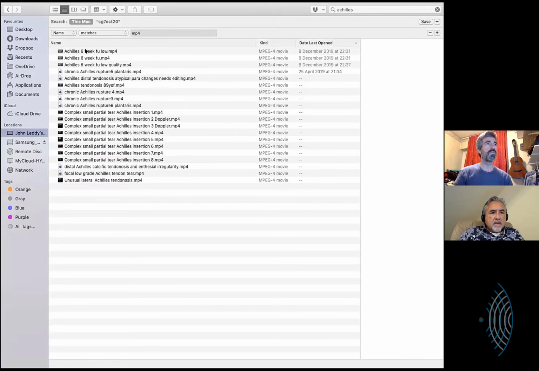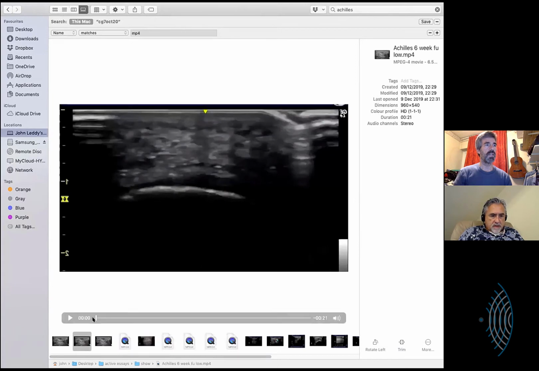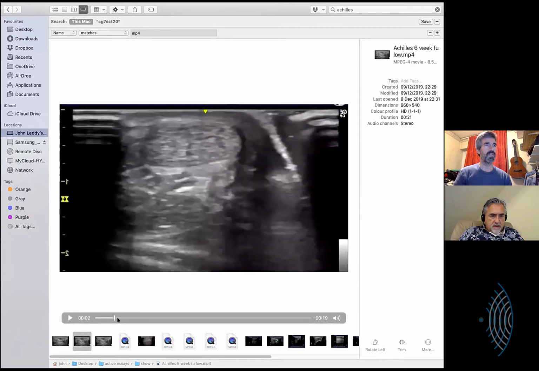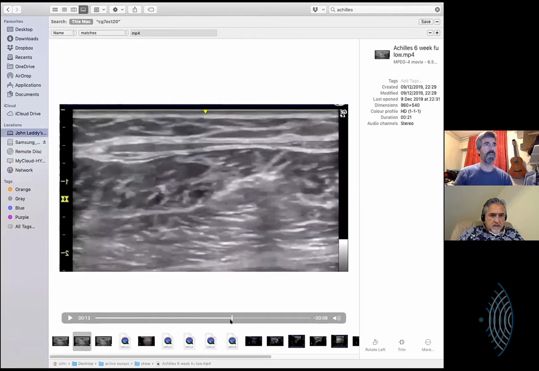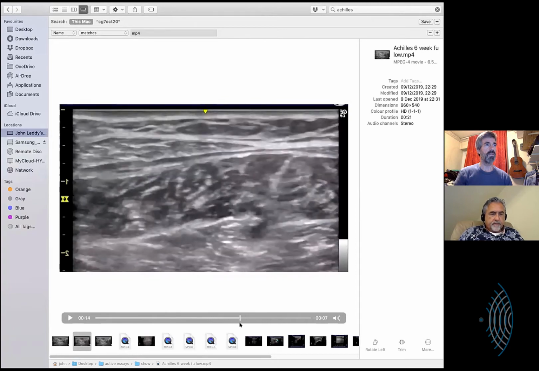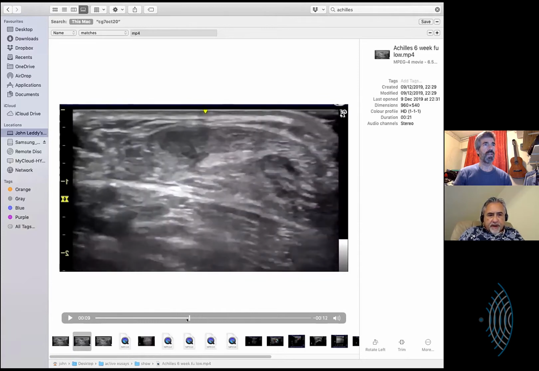Which is MP4. So I'm just going to flick through some of these and see if this gives a... Okay, that's not a bad example there. Did you see? Can you see that? Yes, I did, and I think I'm seeing what you're talking about. But talk me through it again.